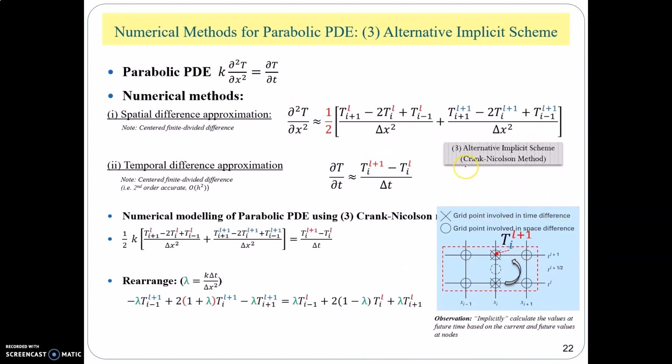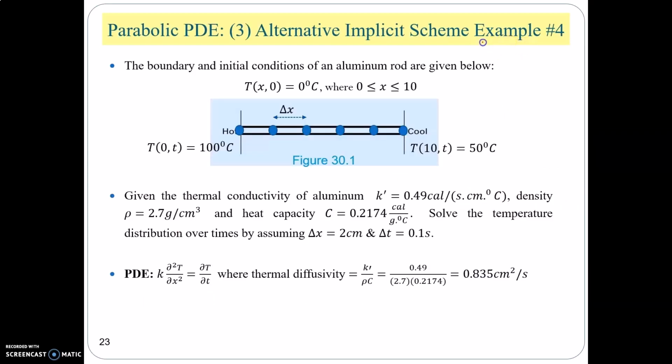O(h squared). In simple, when we use the Crank-Nicolson method, we have a better accuracy for the temporal difference approximation because we are using the center finite difference method in order to estimate this, while the explicit and implicit methods use the forward type of finite difference method to obtain it. Let's continue to solve example 4 by using the alternative implicit scheme, which is the Crank-Nicolson method.